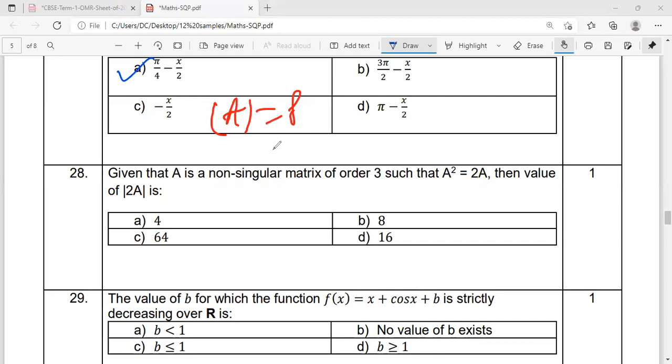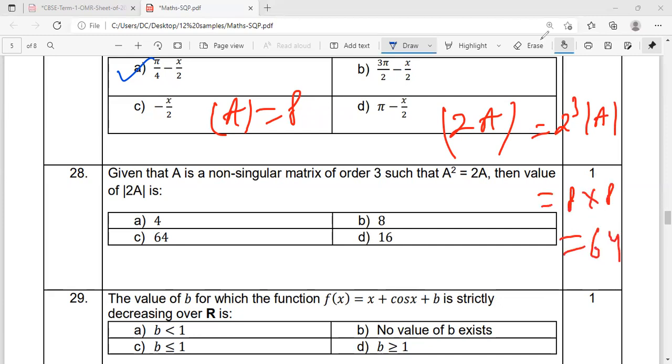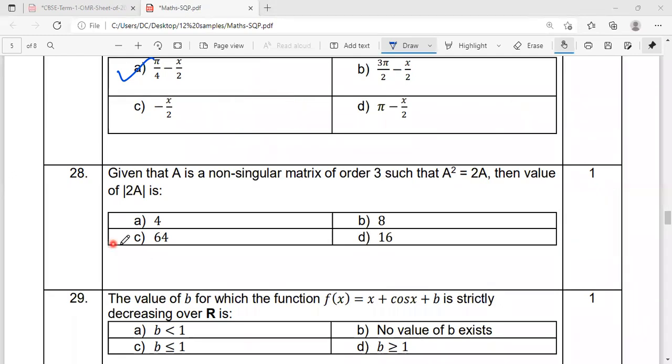Now if determinant of A is 8, we are asked for the determinant of 2A, which would be 2 to power 3 into determinant A. That means 8 into determinant A, which is also 8. Your answer is 64. Yes, so you can easily mark 64.